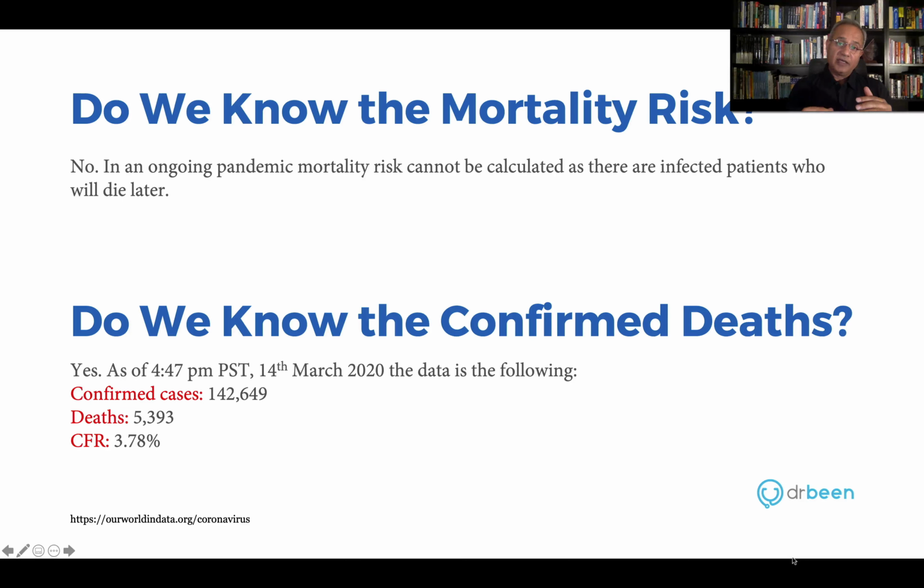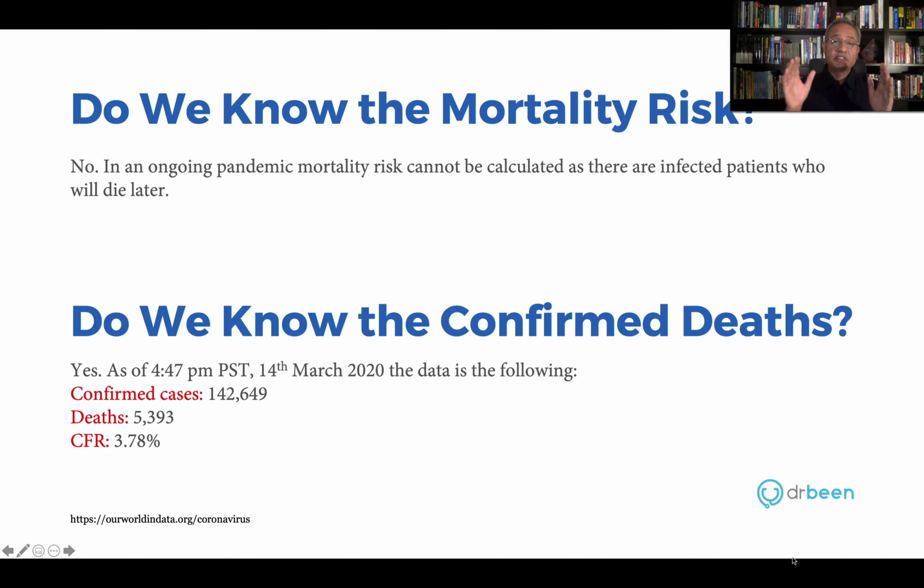So today, confirmed cases are 142,649. Total confirmed deaths from this disease are 5,393. So the case fatality rate is 3.78. It started from somewhere near 2 and it has now climbed to 3.78.